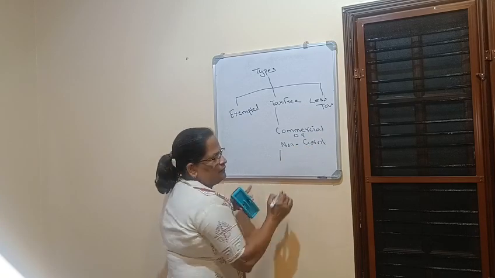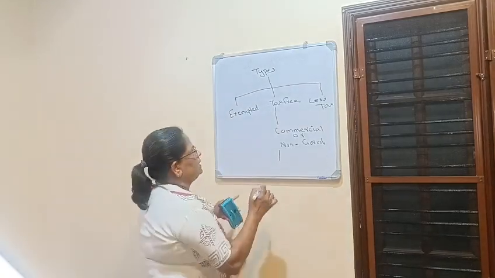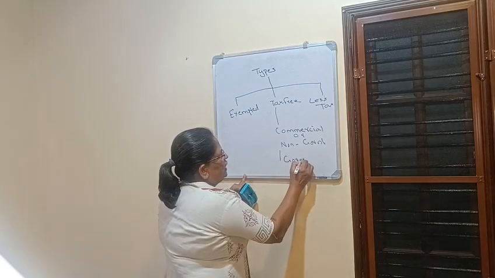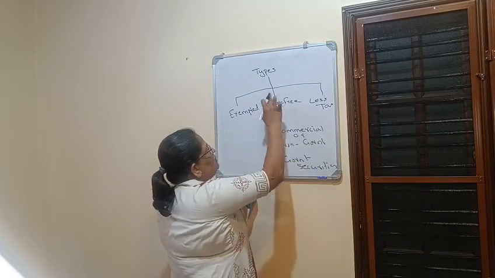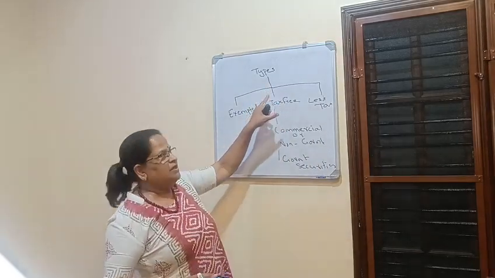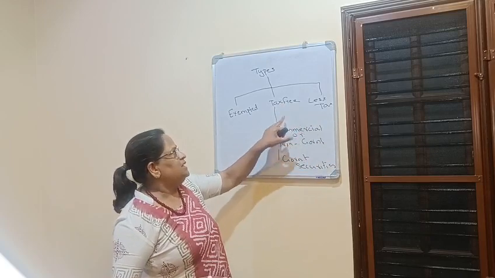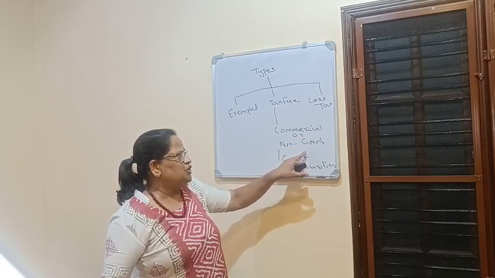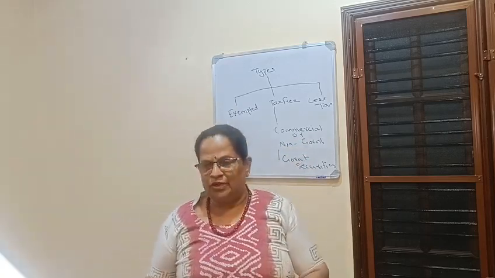Second division is tax-free government securities. So this is the clear picture. Three types of securities: one is exempted, one is tax-free, one is less tax. Tax-free securities are divided again into two. One is commercial or non-government. Second is tax-free government securities.